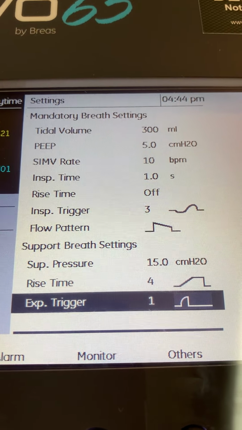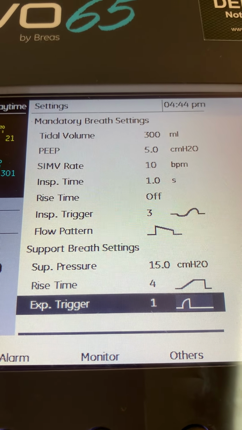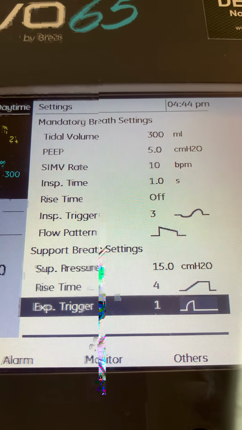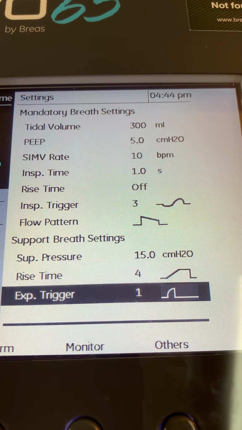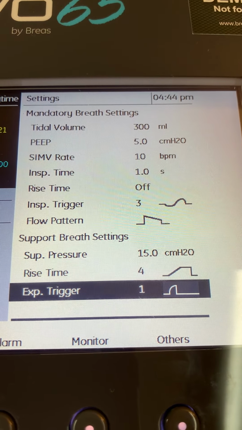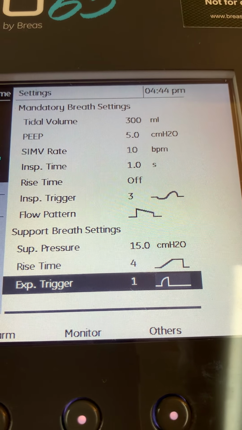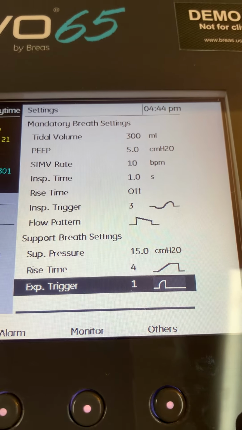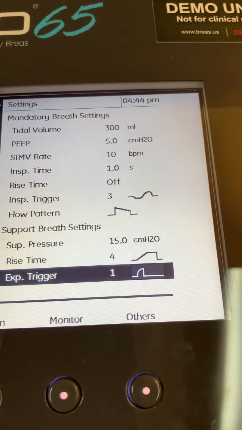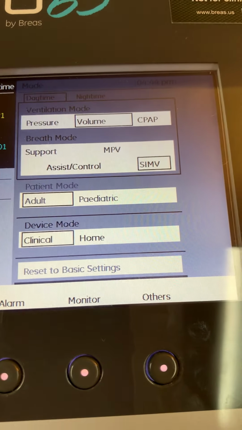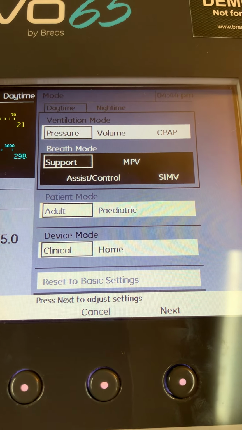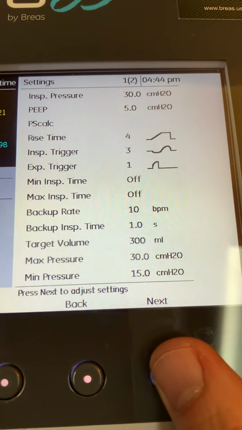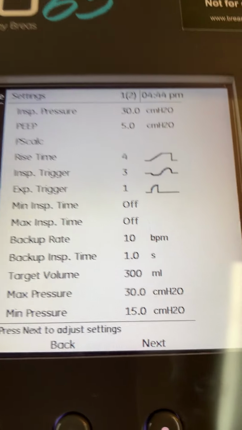And then a setting of 1 would be more for your obstructive diseases. You want to give the patients more time to exhale, so you want the ventilator to be able to allow that to happen. Okay, so these are your settings for volume, SIMV. Very quickly, I'm going to go into the mode menu here, and I'm going to place the device into pressure support.